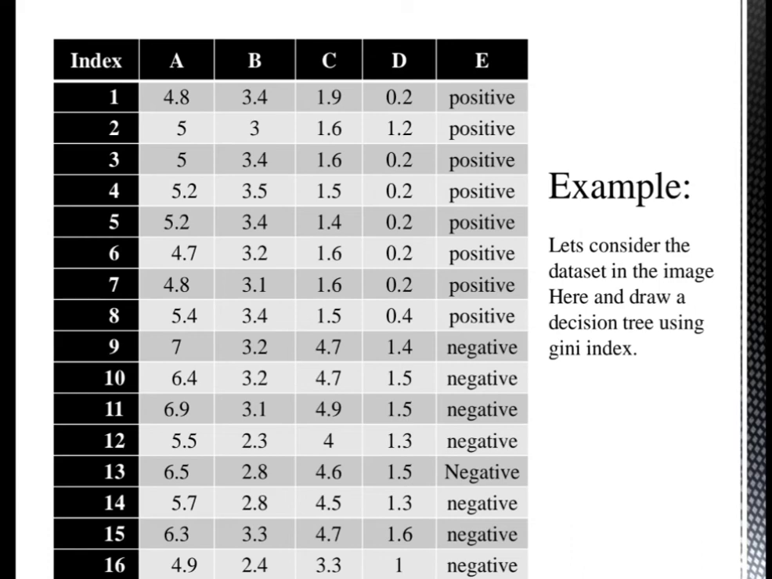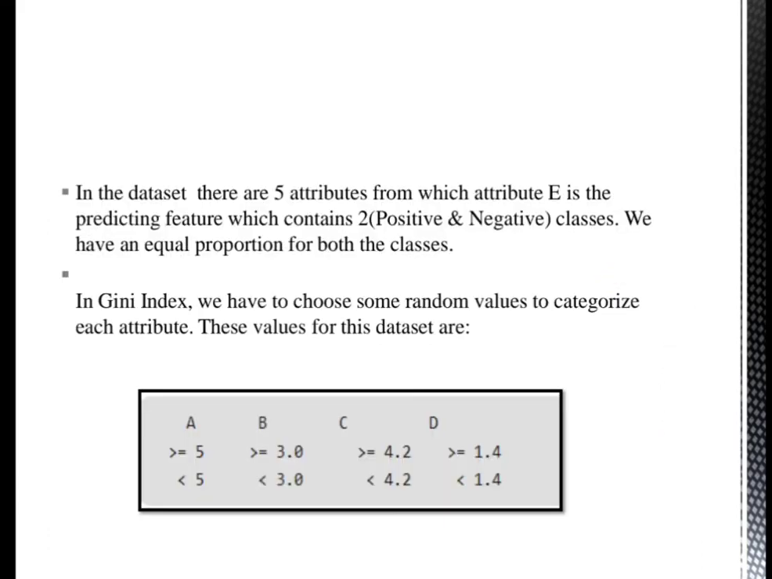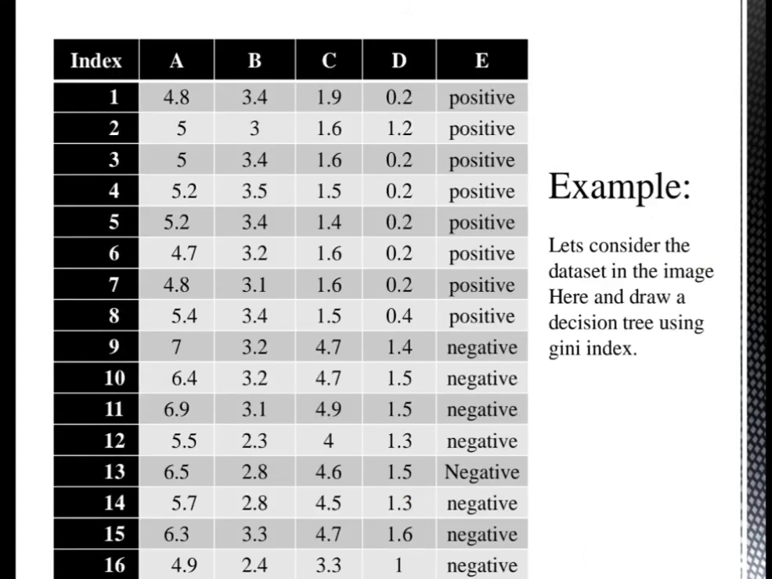Here we have 5 attributes, that is attribute A, B, C, D and E. Attribute E is the predicting feature, which contains the positive and negative classes. We have an equal proportion for both the classes. In Gini index, we have to choose some random values to categorize each attribute. So from this table, for each attribute, we are randomly choosing some values.